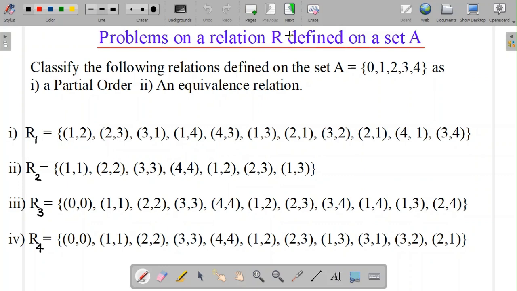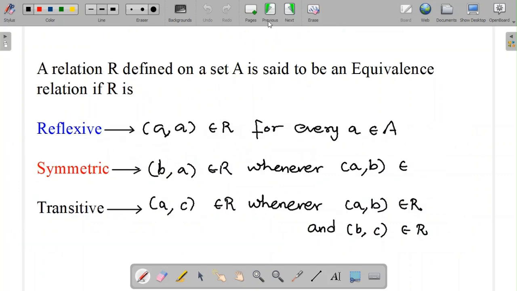Before we go into solving the problems, let's give a quick recap of what is called an equivalence relation. The relation R defined on a set A is said to be an equivalence relation if it meets all three of the conditions given below. It must be reflexive, symmetric, and also transitive. The relation is reflexive if the ordered pair (a, a) is present in the set R for every a belonging to the set. So every element should be related to itself, and that pair should be present in the given relation.